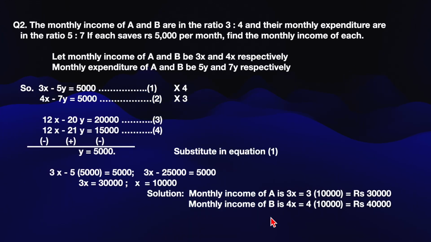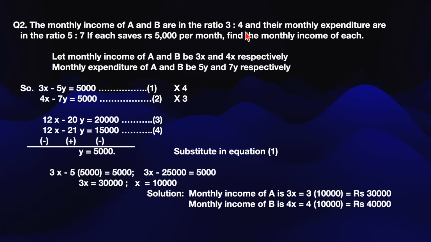Question 2. The monthly income of A and B are in the ratio 3:4 and their monthly expenditure are in the ratio 4:7. If each saves rupees 5,000 per month, find the monthly income of each. Let the monthly income of A and B be 3x and 4x respectively. Monthly expenditure of A and B be 5y and 7y respectively.